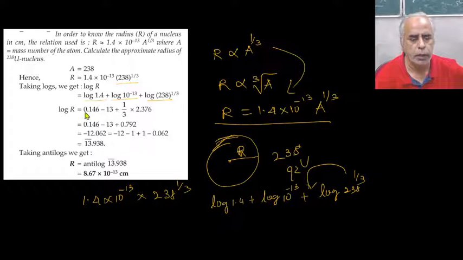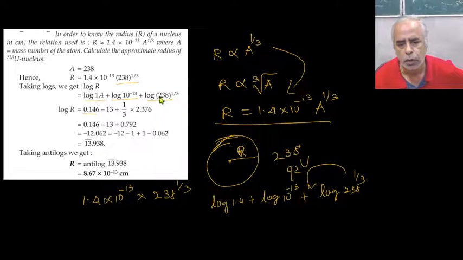Now here is how you can proceed. For 1.4 you have got the value 0.146, and for 10 power minus 13 it is bar 13. For the last term you can apply the power rule: 1 by 3 into log 238, for which you check 23 in 8, that is 2.376. When you apply all these, you are able to find the anti-log. The anti-log of this gives you 8.67 into 10 power minus 13.